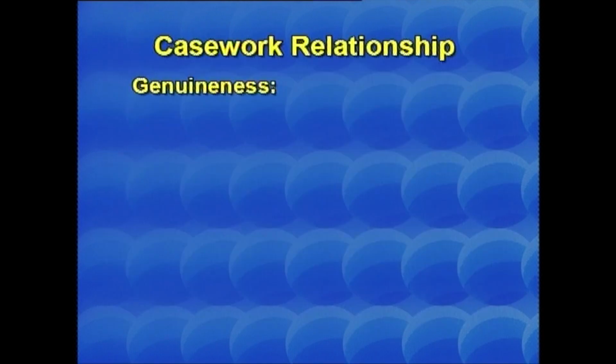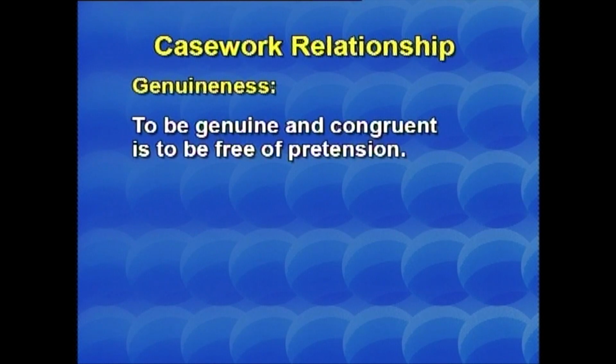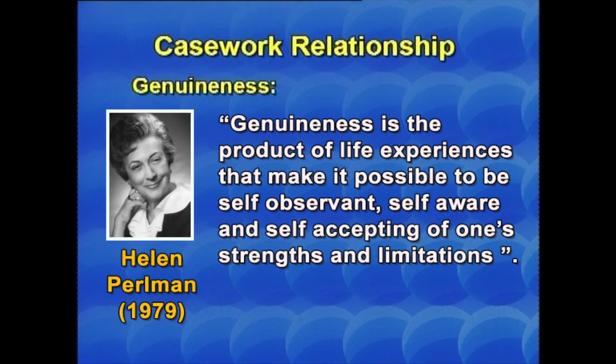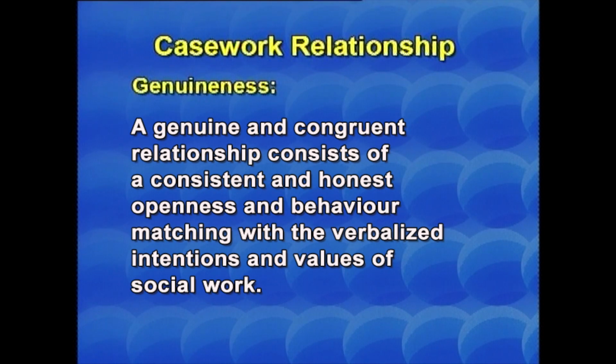Another important characteristic of this caseworker relationship is genuineness. To be genuine and congruent is to be free of pretensions. In other words, genuineness is the product of life experiences that make it possible to be self-observant, self-aware and self-accepting of one's strengths and limitations. A genuine and congruent relationship consists of a consistent and honest openness and behavior which matches with the verbalized intentions and values of social work.